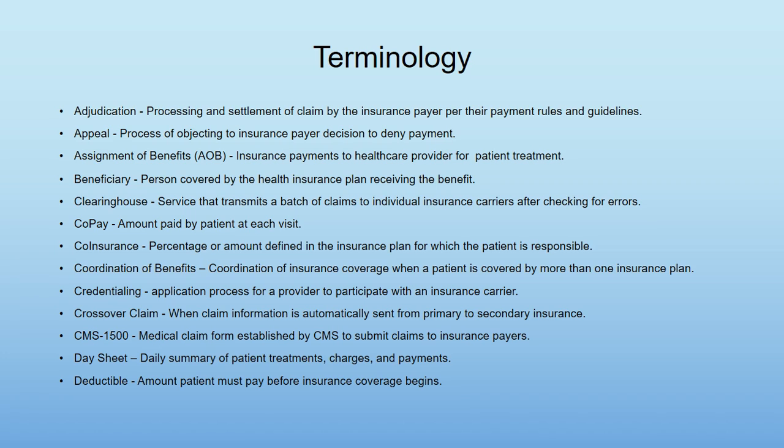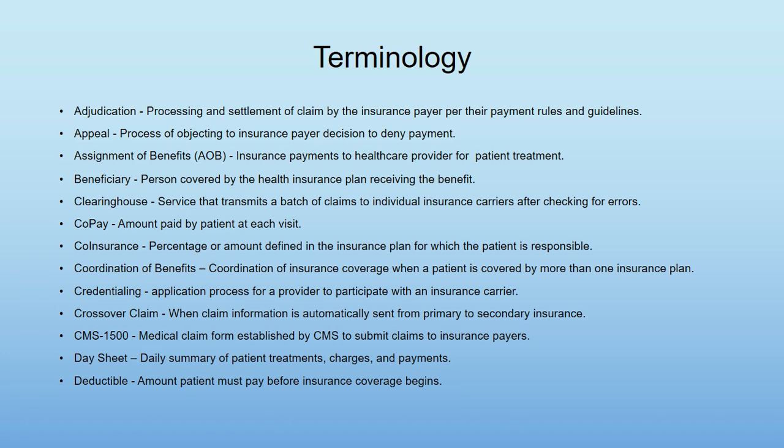Appeal process, that's the process of objecting to an insurance payer's decision to deny or reduce payment. Assignment of benefits are the insurance payments to a healthcare provider on behalf of the patient for their treatment. Beneficiary, that's the person covered by the health insurance plan that is receiving the benefits. A clearinghouse is a service that transmits a batch of claims to each individual carrier after checking for claim errors.